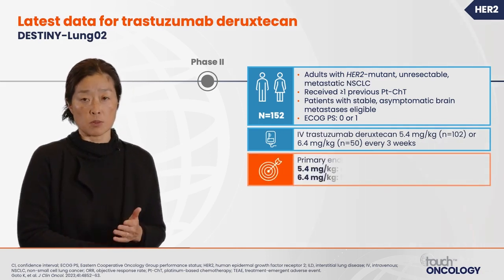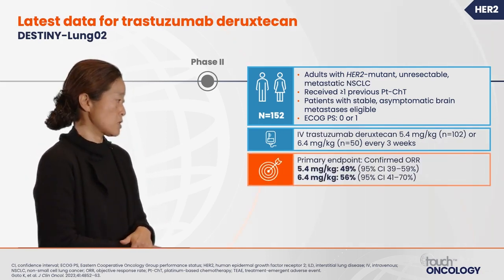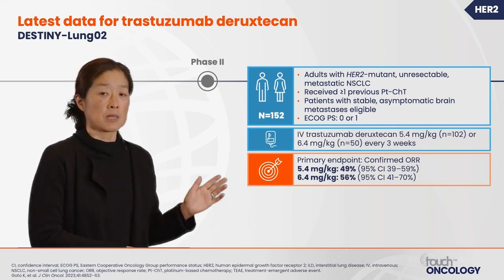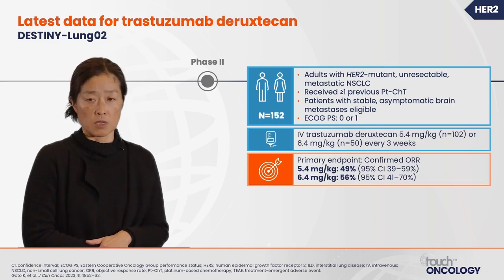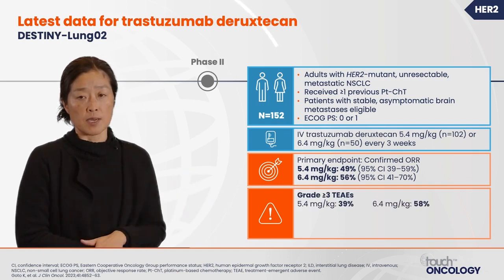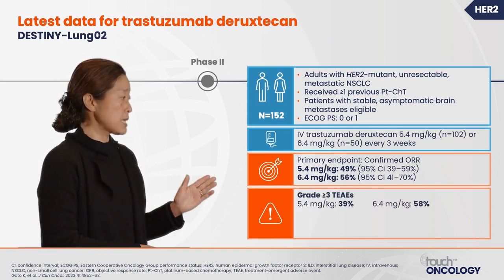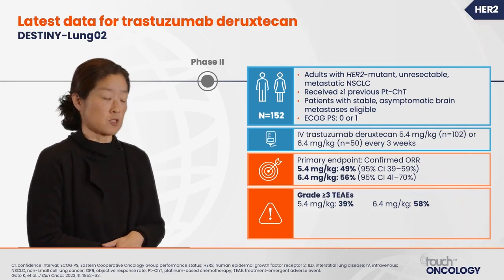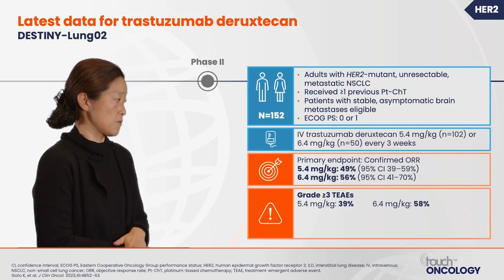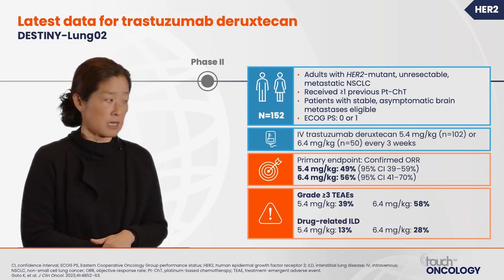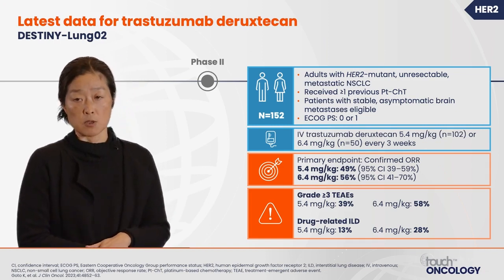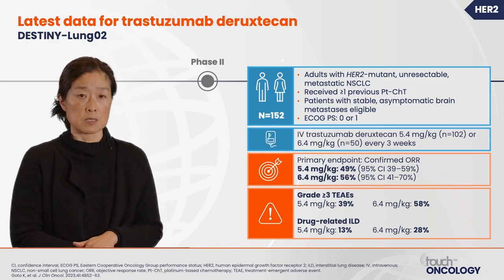And here we see, in terms of the primary endpoint, the confirmed overall response rate at the 5.4 mg per kg dose, an overall response rate of 49%, at the 6.4 mg per kg dose, an overall response rate of 56%. Importantly, the adverse event profile looked better with the lower dose. The rates of grade 3 or higher treatment-emergent adverse events was 39% at the 5.4 dose, 58% at the 6.4 dose, and the drug-related ILD rate was 13% at the 5.4 mg per kg dose, while it was remaining at around 28% at the 6.4 mg per kg dose.